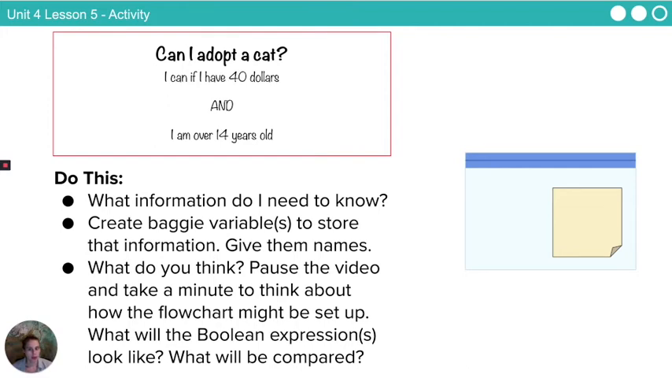Think about what information you need to know. Go ahead and create variable bags to store that information. Give them names. And then decide what your flowchart would look like. How would you set it up? What would be your Boolean expressions? And it sounds like you're going to need more than one. What is going to be compared? Pause this video if you'd like. We're going to move on to a flowchart.